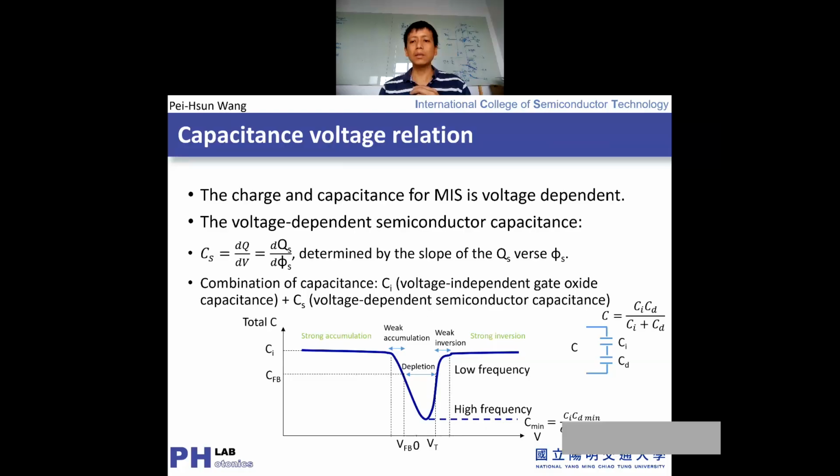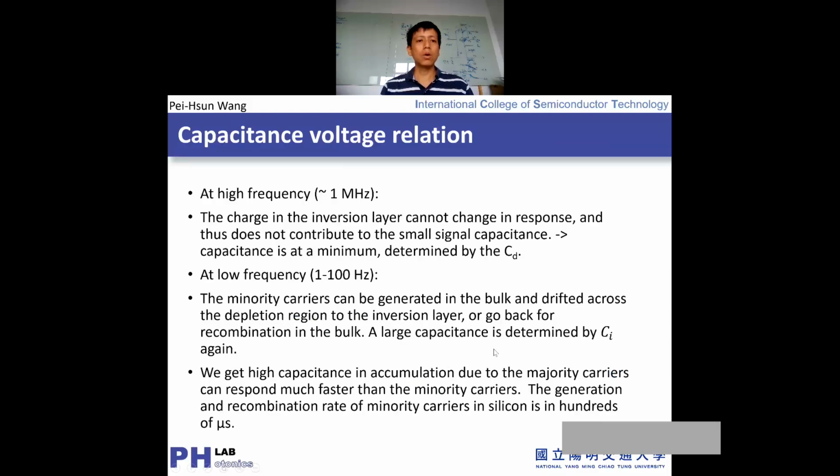If you have a high capacitance, the capacitance in series is determined by this high capacitance. So as long as we have the multi-carrier modulated along the surface at low frequency, we can have the equivalent capacitance, which is a high capacitance. Okay, and now how high is it?